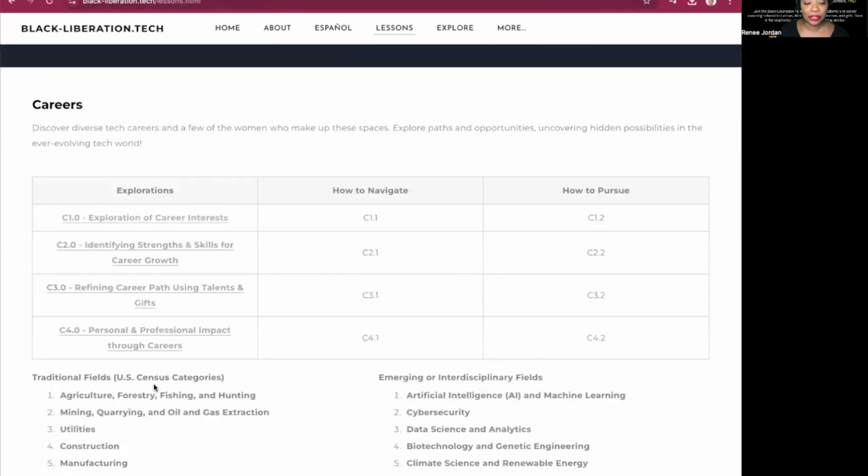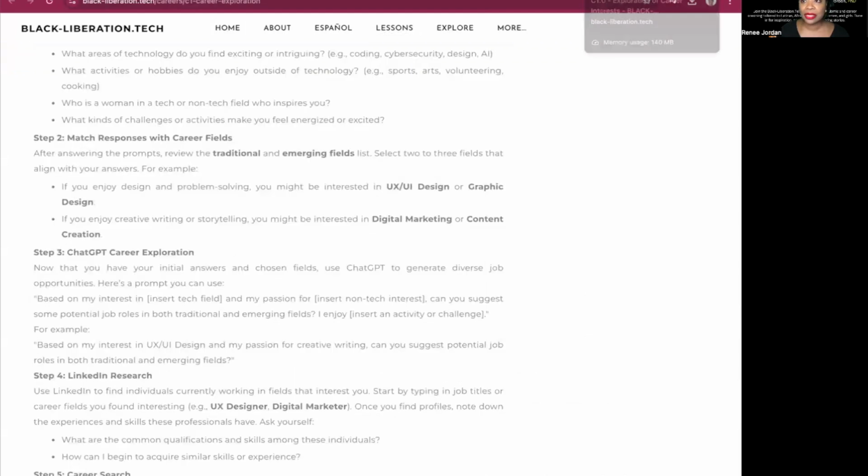There are lists of traditional and emerging disciplines, and I've already copied the ones that I plan to use. So I'm going to go on. I've selected a few. I'm going to go on to step 3, ChatGPT and career exploration.